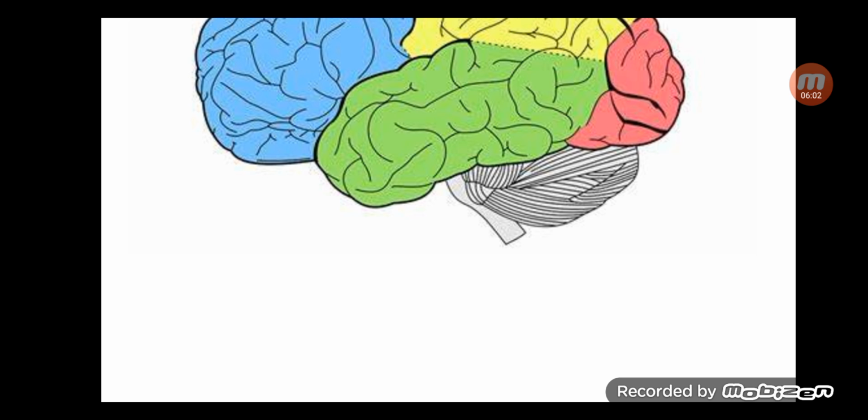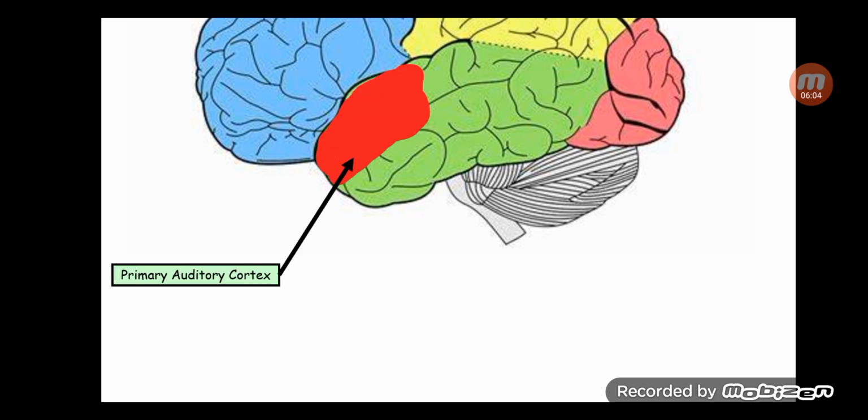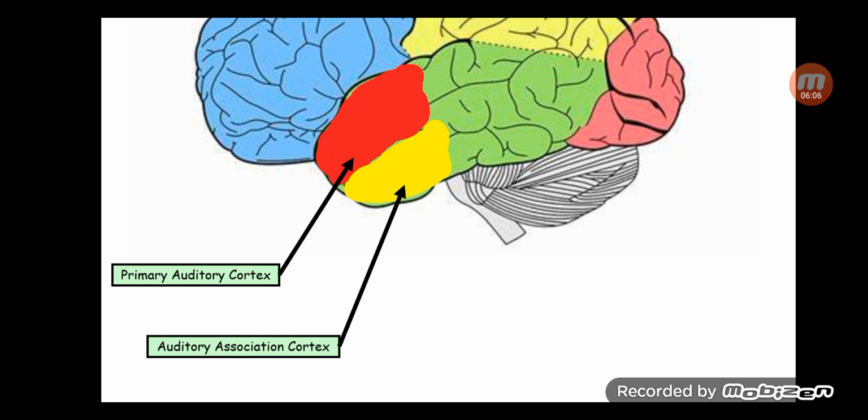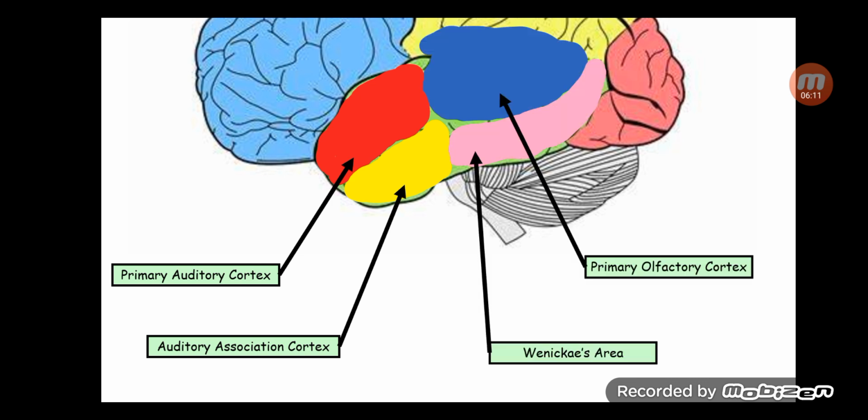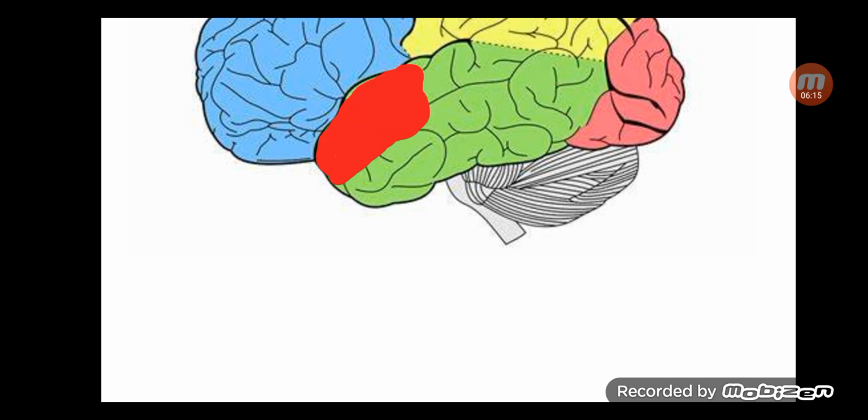This is the temporal lobe shown in green color. The cortical areas present there are primary auditory cortex, auditory association cortex, Wernicke's area, and primary olfactory cortex. Now let's talk about them one by one and their functions.